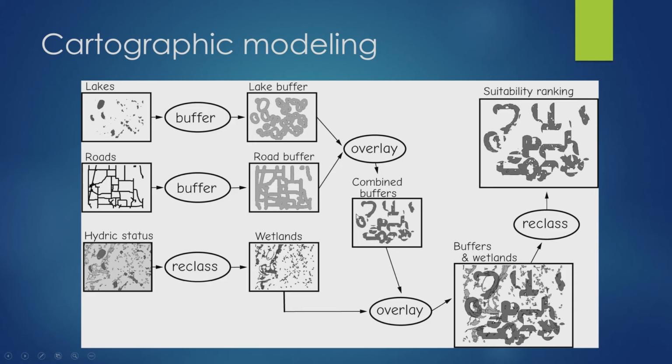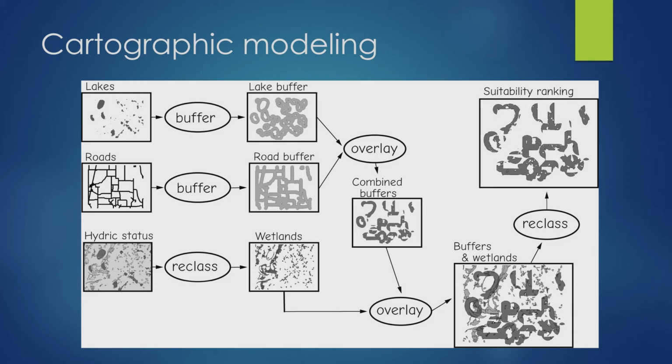Okay. But we also are looking for certain types of wetlands that are close to lakes. So we do another overlay that determines... Actually, let's go back to here for a second. We're looking for certain types of wetlands. So in order to get certain types of wetlands from this hydric status layer, we need to do a reclass. We've done that in labs before, right?